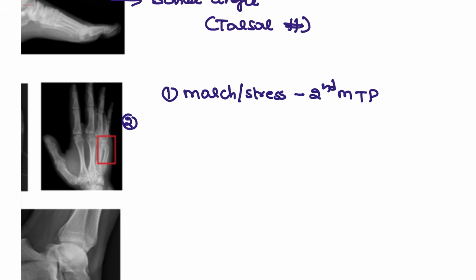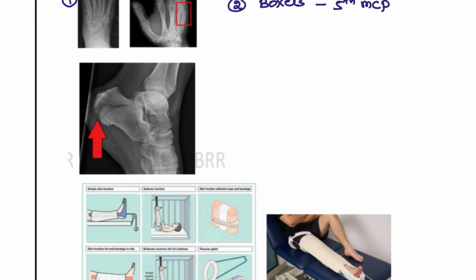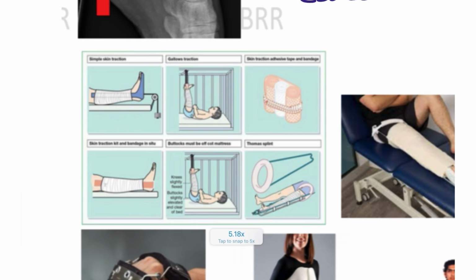Next, second one. This is the boxer's fracture. It will involve the fifth metacarpal, which will be involved in this patient. Next, this is the lover's fracture, also known as a calcaneal fracture.